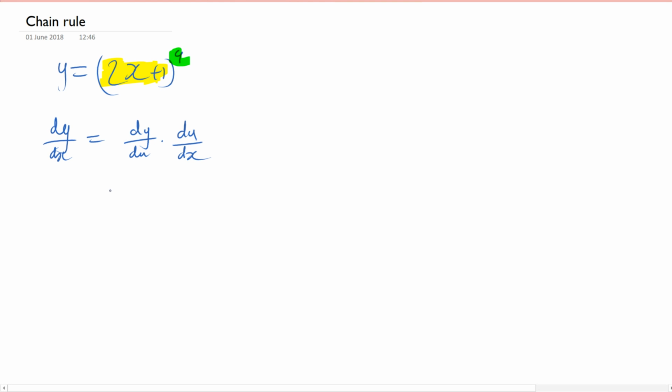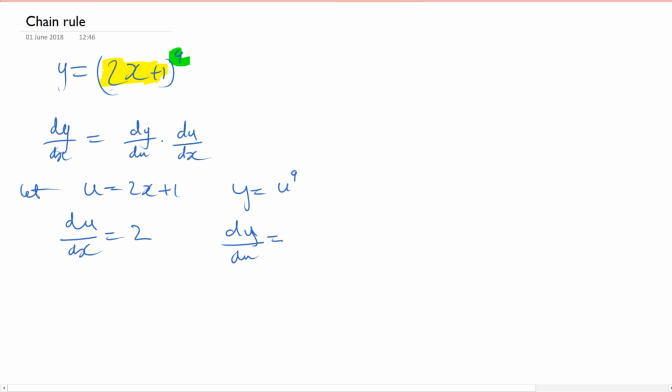So let's let u equal 2x plus 1. And therefore du by dx, we always differentiate the two things, equals 2. And then y will equal u to the 9, because u is equal to 2x plus 1. And we can get dy by du. And that gives us 9u to the 8, differentiating with respect to u.